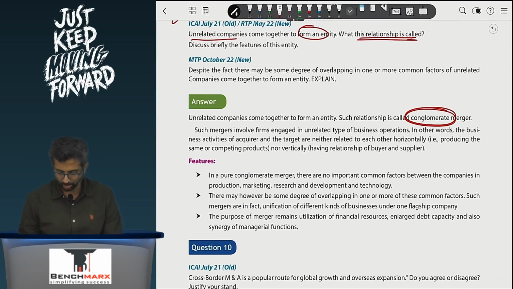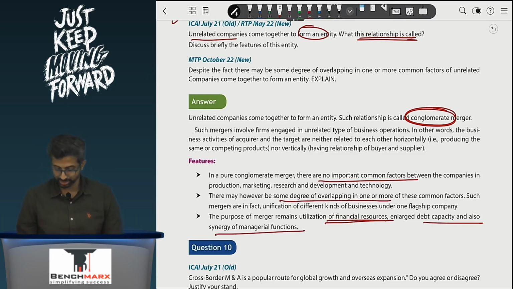In a pure conglomerate, no important common factors are there. Some degree of overlapping may be there. Purpose is utilizing financial resources, enhancing debt capacity and synergy of managerial functions.